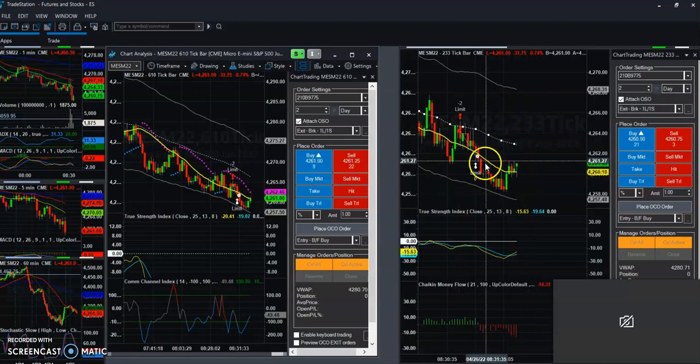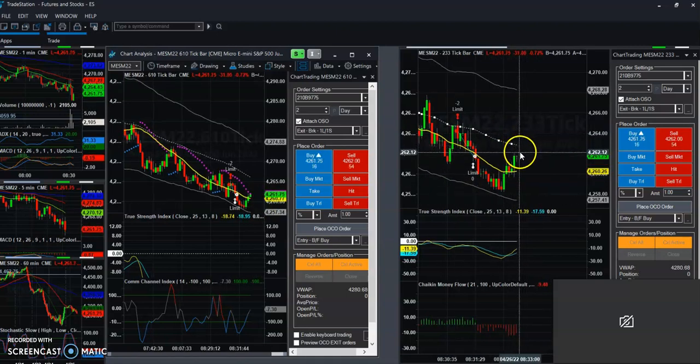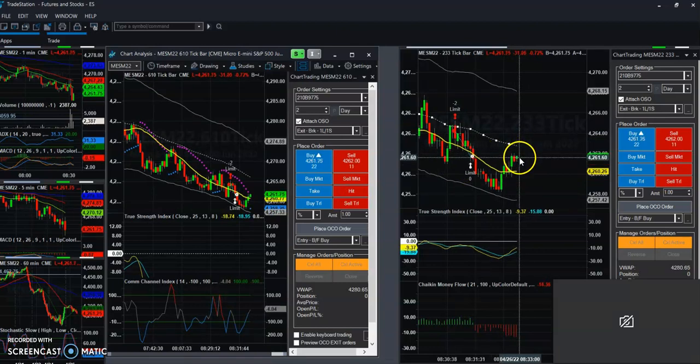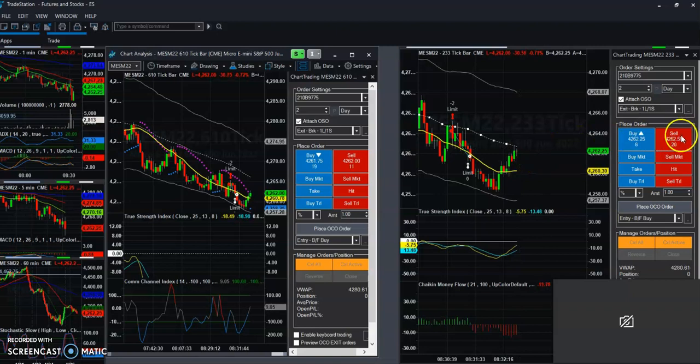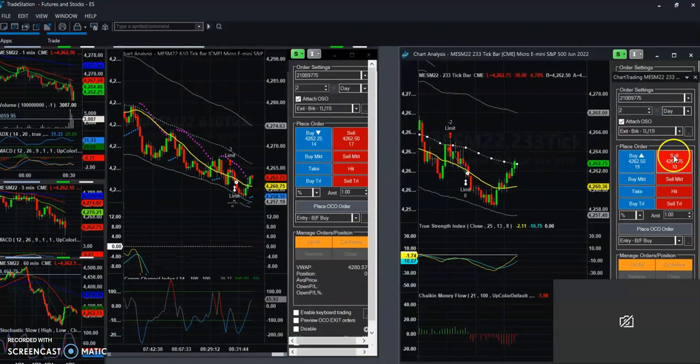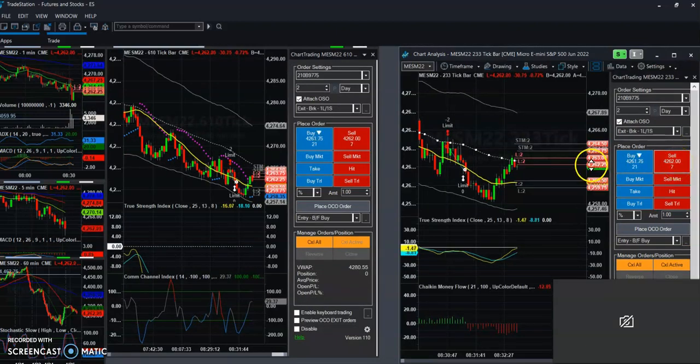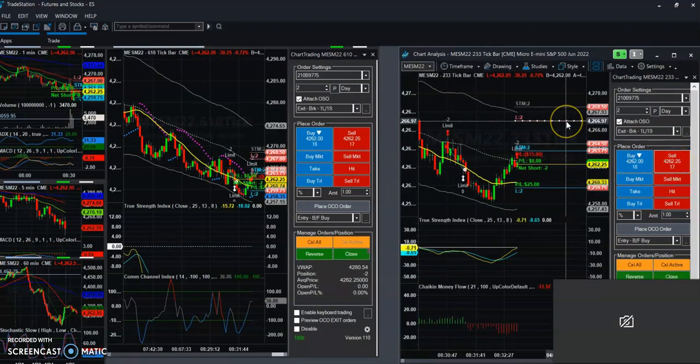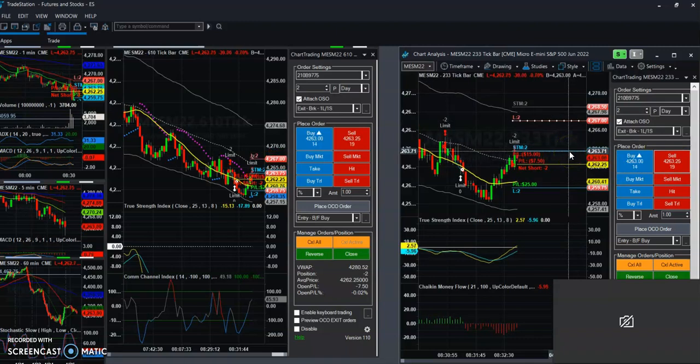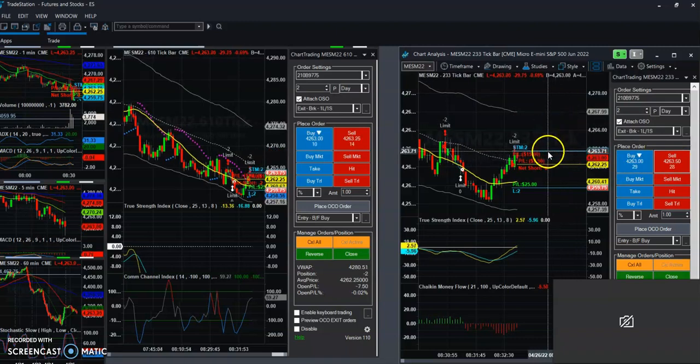It looks like it's setting up for another good entry here. I think I might take one. It looks like about where I like it. I think that's where I'm taking it, right there. Oops, that's not how many I wanted. Let's kill that one. There we go. And that's a little premature, maybe. We'll see.